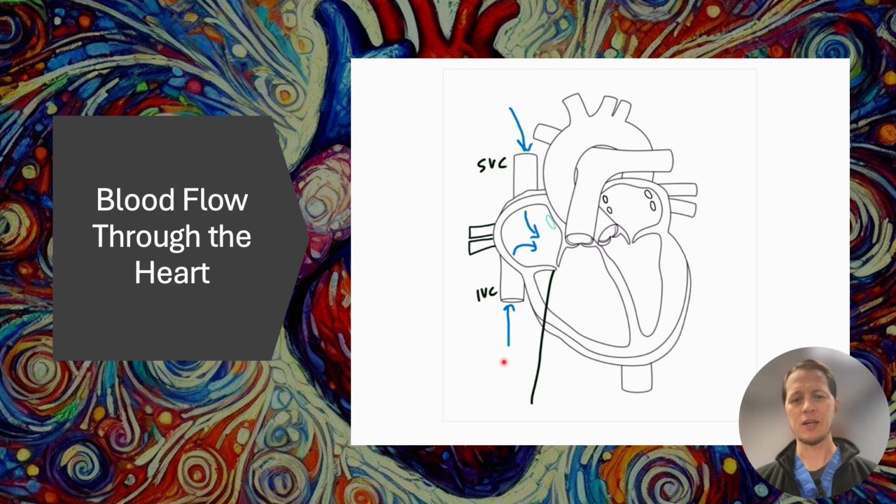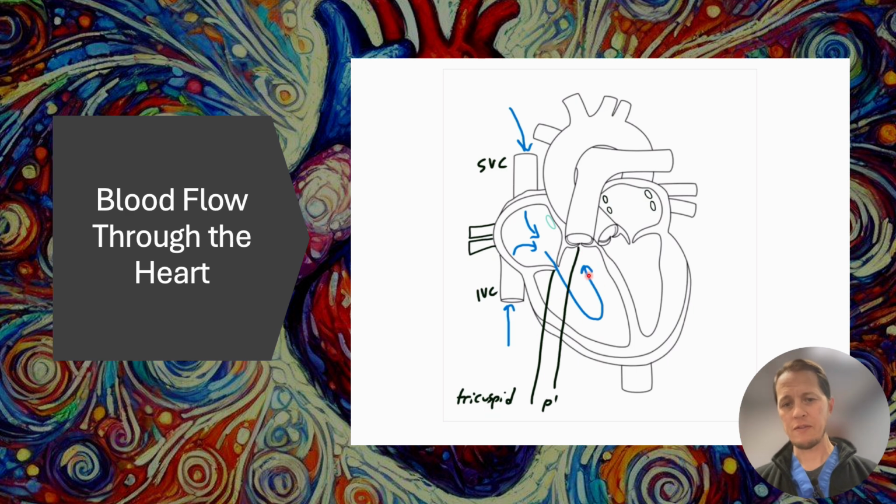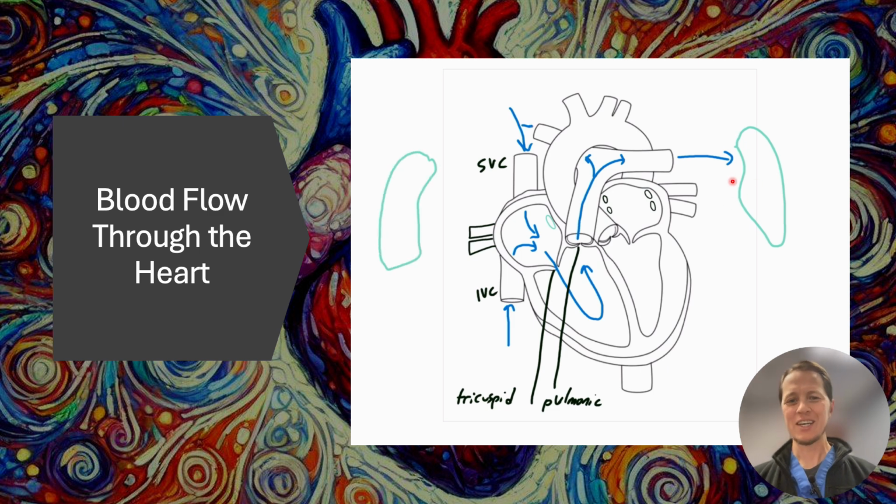Sorry for my sloppy handwriting, but we have blue deoxygenated blood coming in through superior and inferior vena cava, goes into the right atrium through the tricuspid valve, through the right ventricle and out through the pulmonic or semilunar valve, goes out through the pulmonary trunk. We have a left and right going out to what? Well, the lungs, of course, again. Sorry for my goofy drawings of the lungs, but it gets the job done.